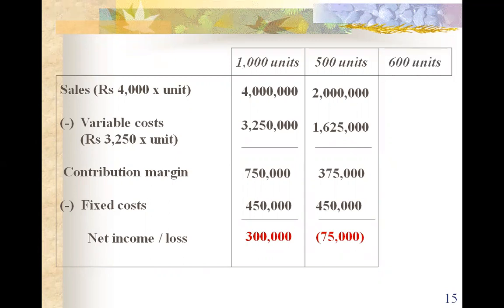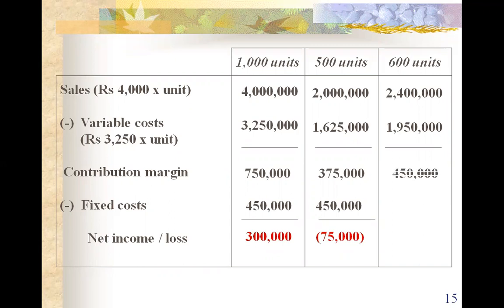Now we'll give another example, that is if we sold 600 units, then in that case our sale value will be 24 lakh, variable cost will be 19,50,000. See here, contribution margin is 4,50,000 and fixed cost is 4,50,000. So that means our net income or net loss is 0. So here from this illustration, it is, I think, clear that if our contribution margin and fixed cost is equal, in that case our net income will be 0, or we'll have a break-even point.